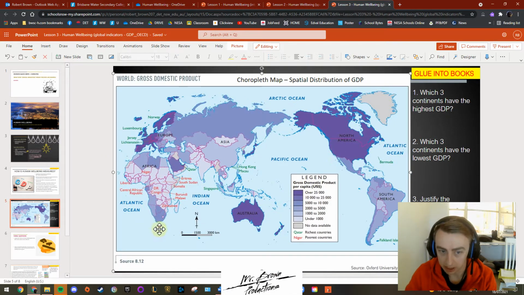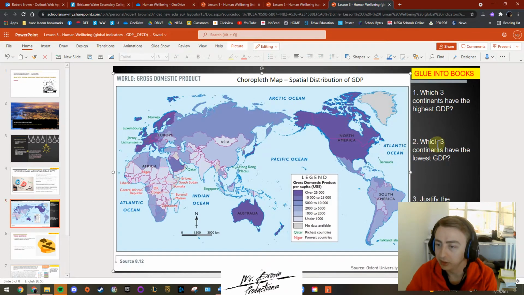So if we look at the map, I want you to tell me which 3 continents have the highest GDP. The continents have been labelled on this map. You've got Europe, Africa, Asia, Australia, South America, and North America there. So which 3 continents, according to this Choropleth map, have the highest GDP? List the names of those continents there.